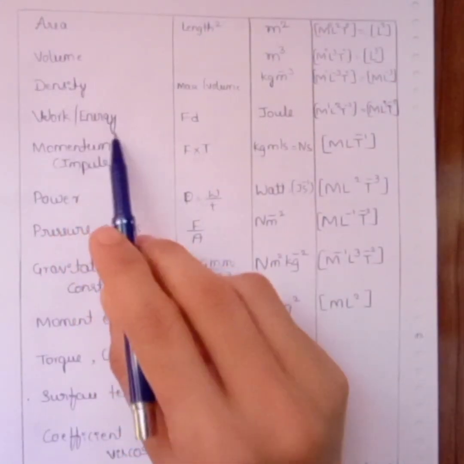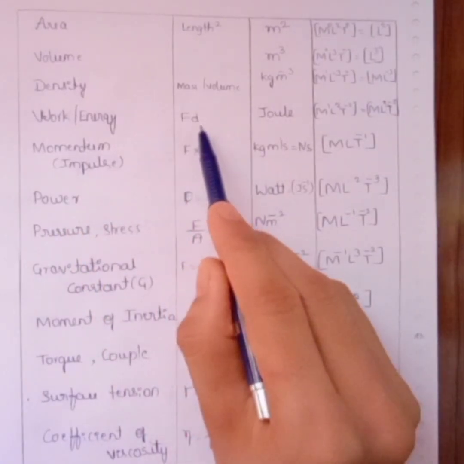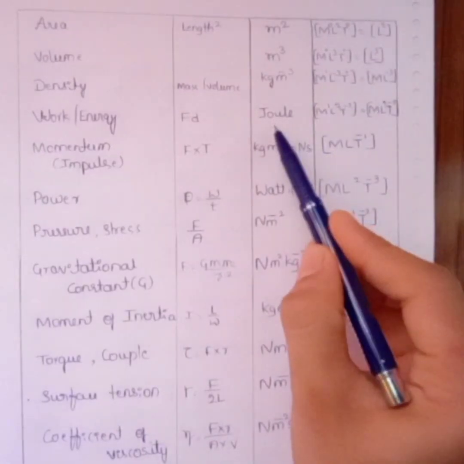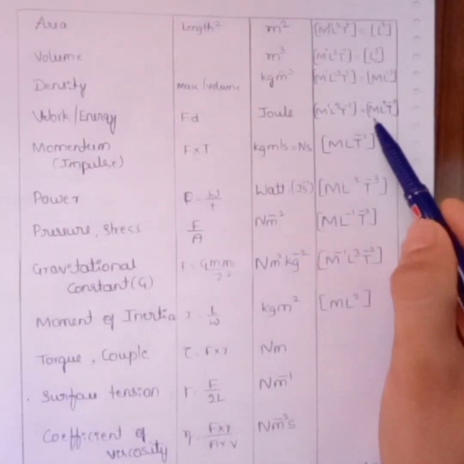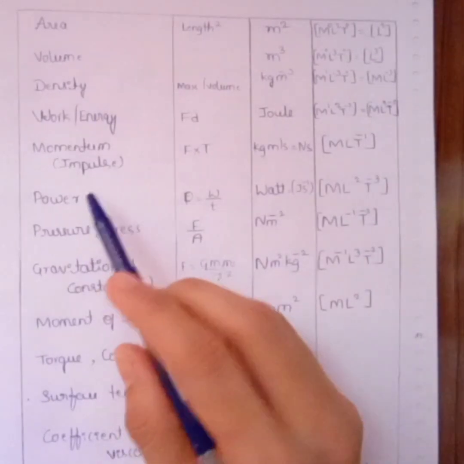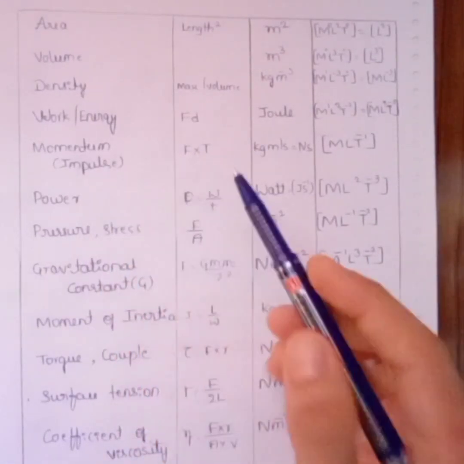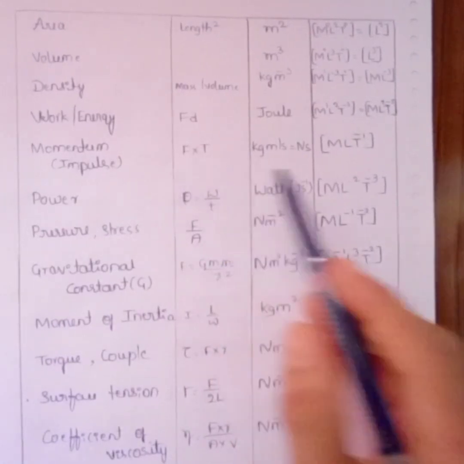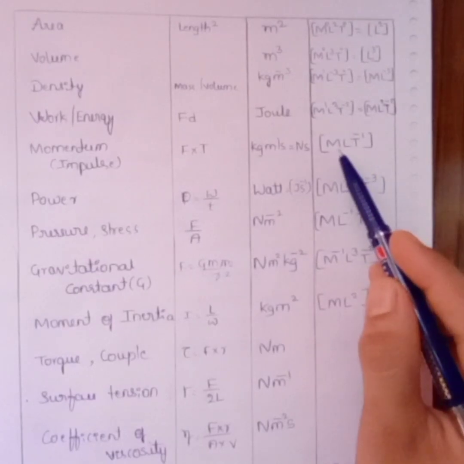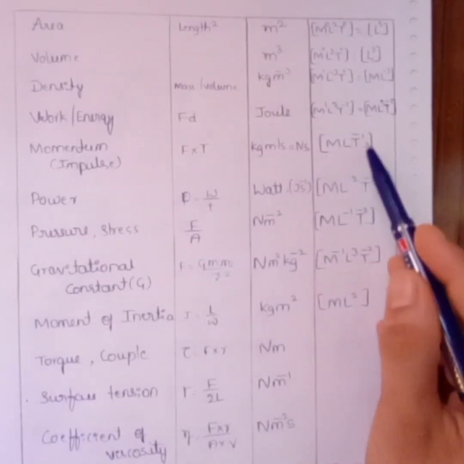For work or energy, it is force into displacement. We can express it in terms of unit as joule. So in dimensional formula, ML square T minus 2. Already we derived that one. Momentum or impulse can be written as force into time. In SI unit, Newton second. In dimensional equation, MLT minus 1.